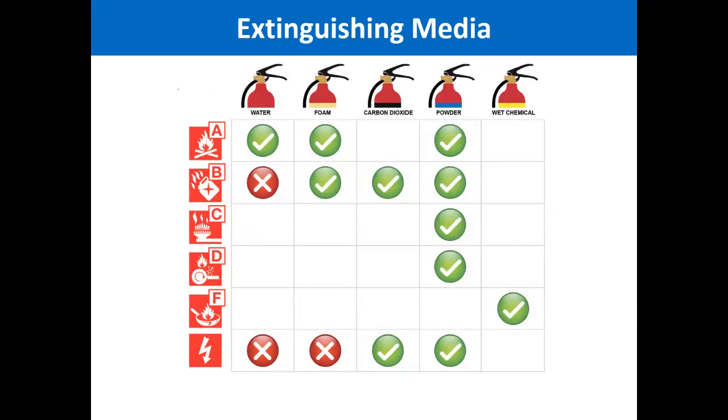Class F fires are basically fires in fats, and you can use a wet chemical on those fires. Electrical fires, you cannot use water, you cannot use foam because you will get electrocuted. So you can use CO2 and powder.